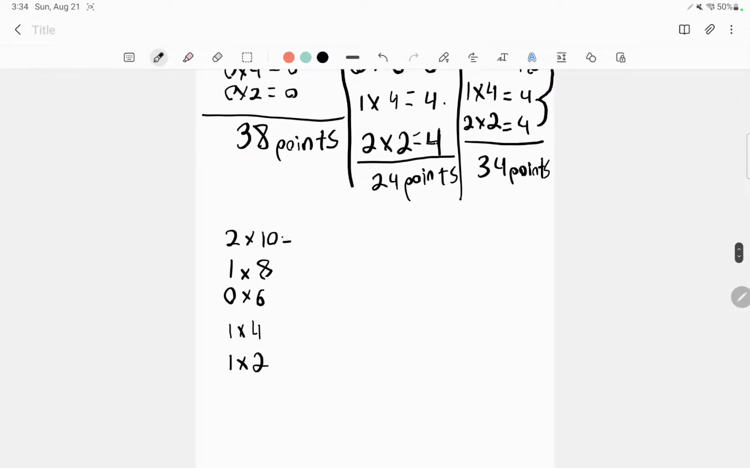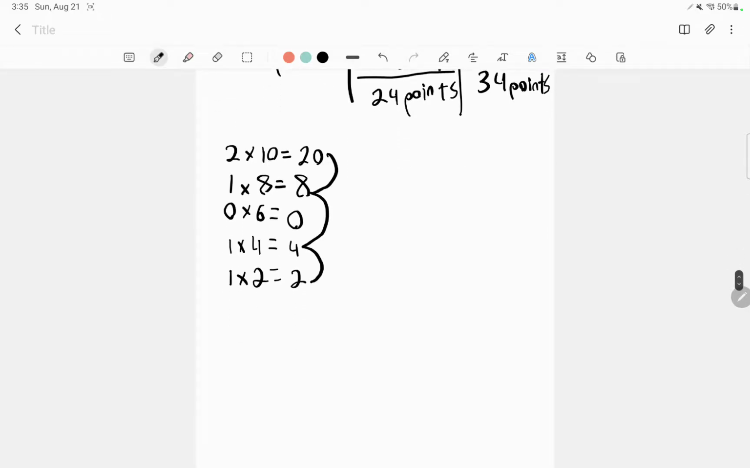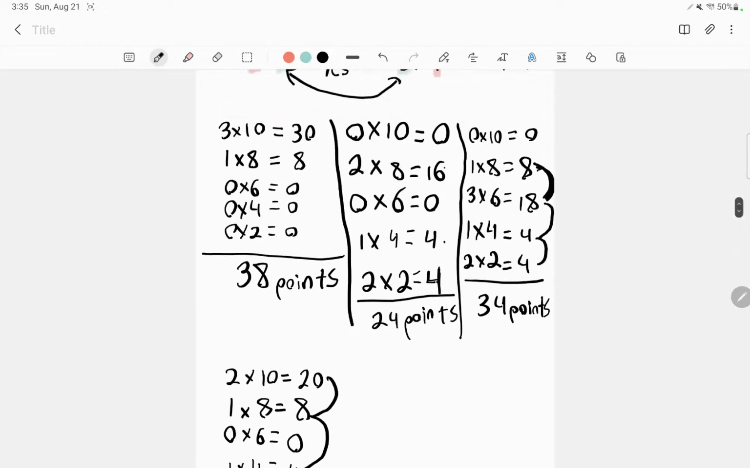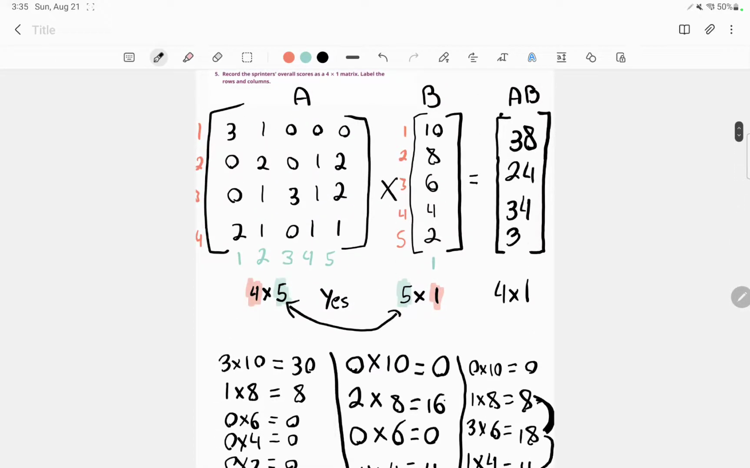So this is what we have, right? Now we just need to add them all up or multiply them. So this is 20, this is 8, this is 0, this is 4, and this is 2. So now for this person, you're going to have this and this. 28, that'll be 32, 34, right? So this person got the same amount of points as the previous one. 34 points. So the final person is going to be 34.